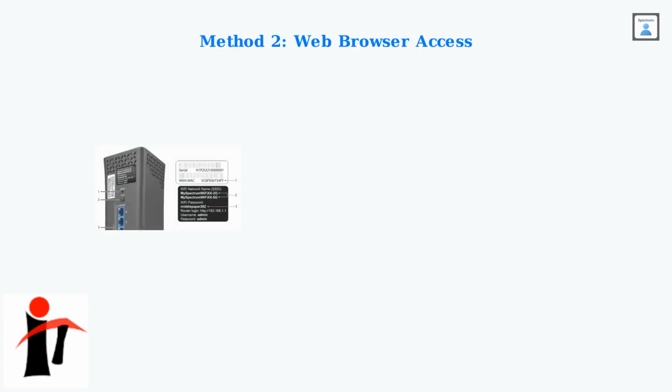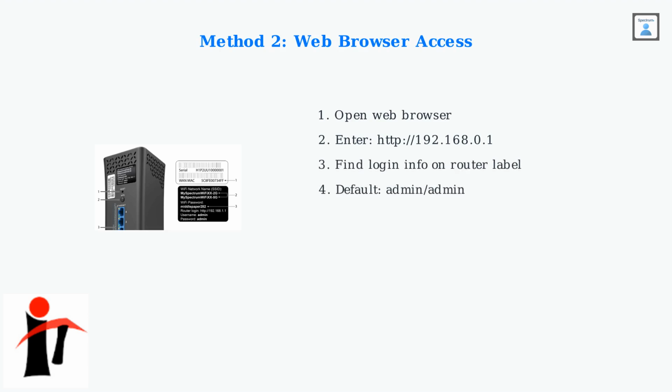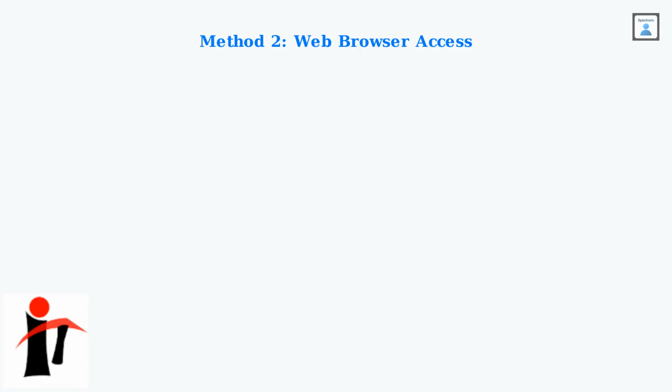For web browser access, start by opening any web browser and entering your router's IP address, typically http://192.168.0.1 in the address bar. You'll need login credentials, which can be found on a label on your router itself. Look for the username and password information, though default credentials are often admin for both username and password. Once you enter the correct credentials, you'll access the router's web interface where you can configure various network settings.